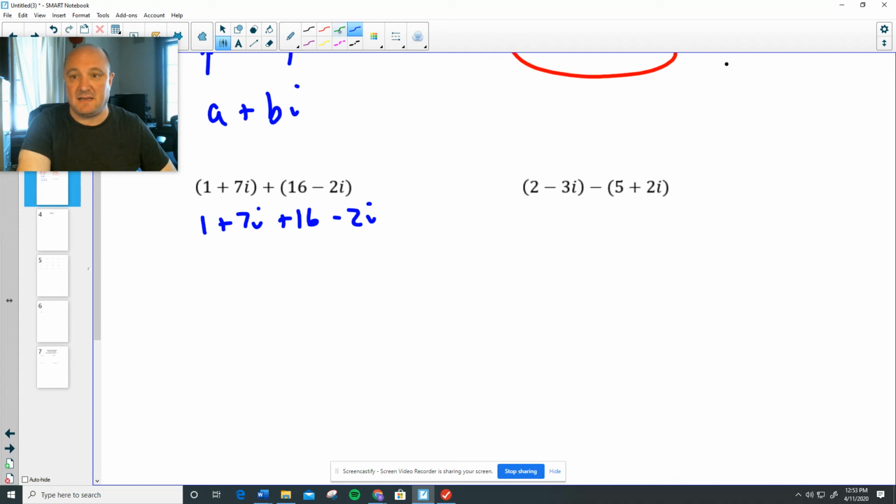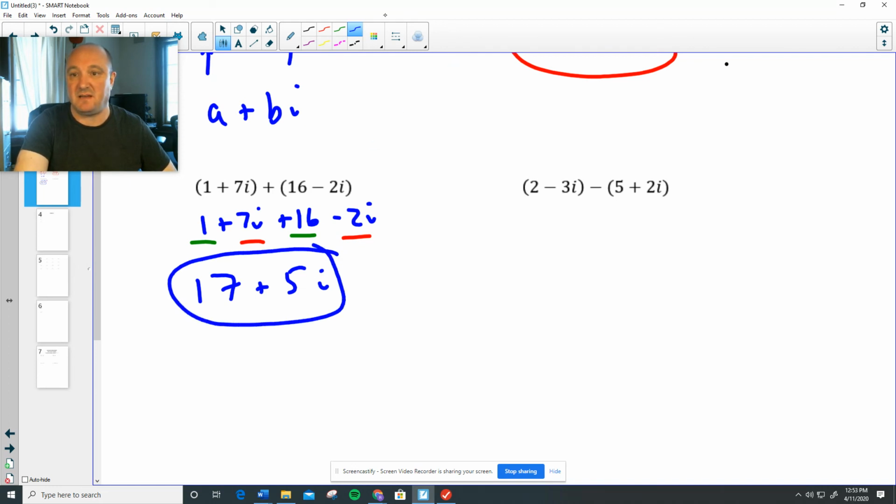And then I combine like terms. I've got 16 and 1 here. That gives me 17. I've got 7i and negative 2i. That gives me 5i. And that's my answer, 17 plus 5i.